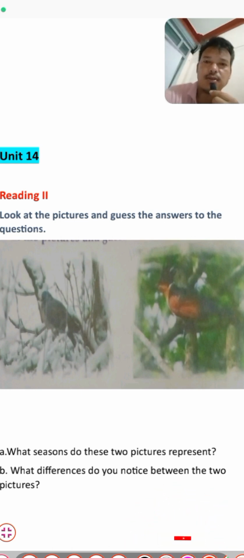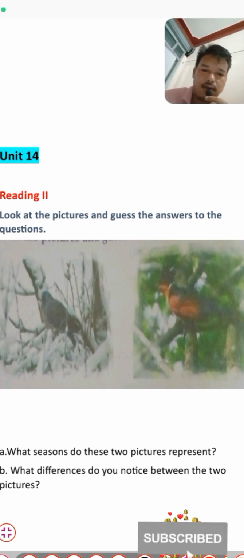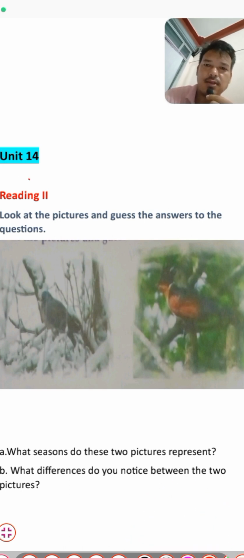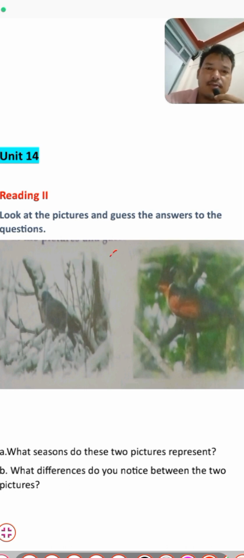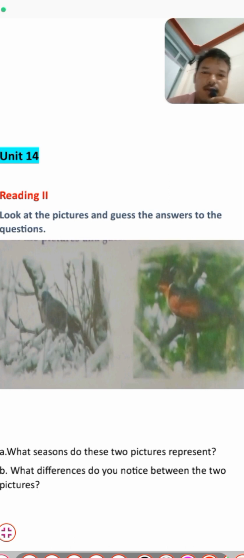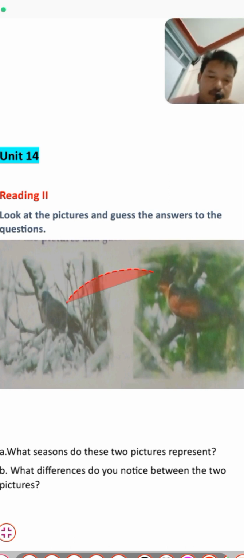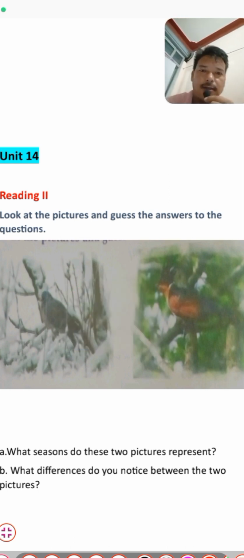Students, we are today at unit number 14, where we will discuss reading 2, that is the poem. Before discussing reading 2, we will discuss its picture. First, look at the picture and guess the answer to the questions. Here we have two pictures given, and you have to guess and answer the question.